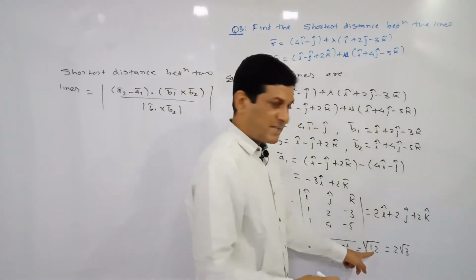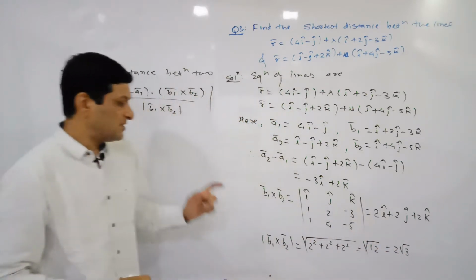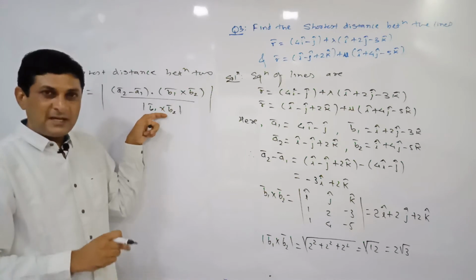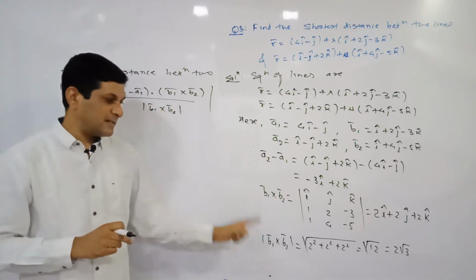12 is 4 3s are 12, and 4 outside the root will become 2. So 2 root 3 will be the magnitude of b1 bar cross b2 bar. The denominator is known to us.